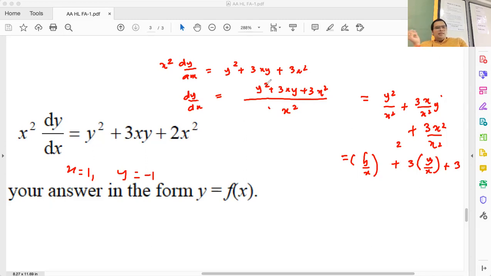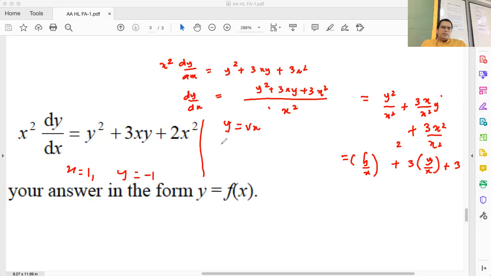Also, you can see that each term has the same degree. Each term has a combined degree of 2: here you see degree 2, here degree 2, and 2. That is a way to identify whether it's homogeneous or not. So this question is actually a homogeneous question. Our next step is to take the standard substitution for homogeneous questions: y equals vx.